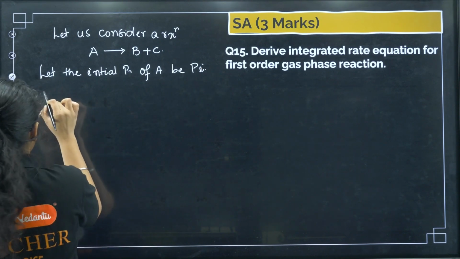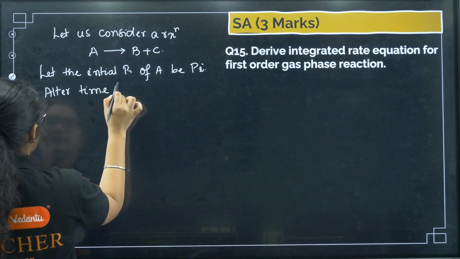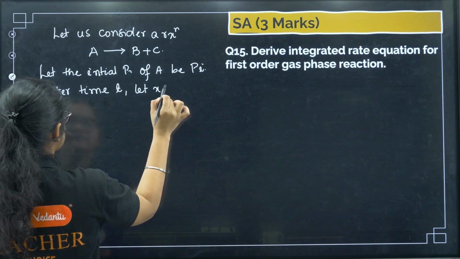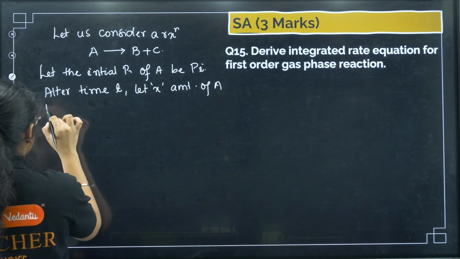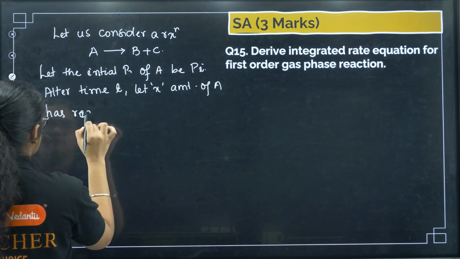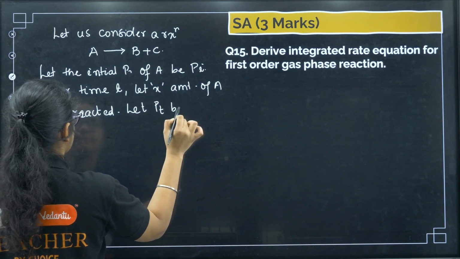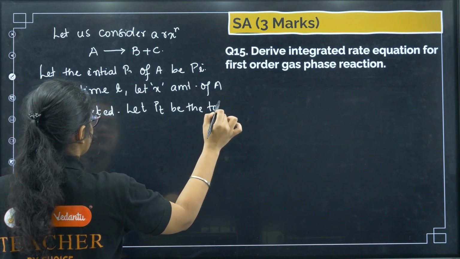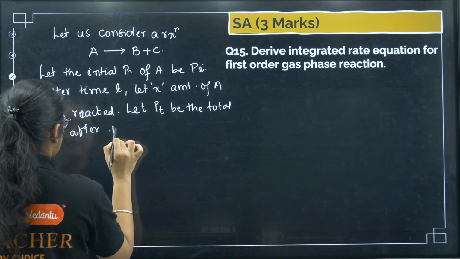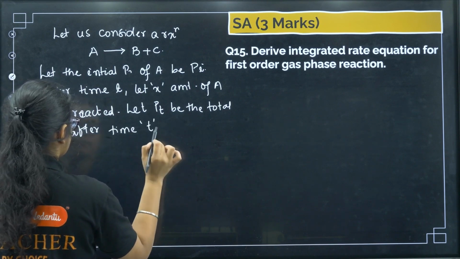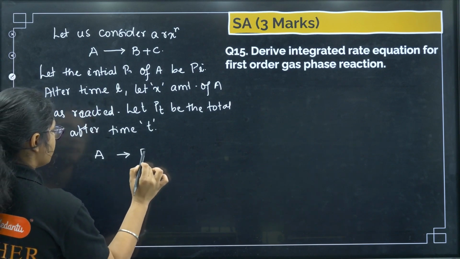After time t, let X amount of A have reacted. I'm just mentioning all the terms first. Let Pt be the total pressure after time t. Okay, I have mentioned all the points. Now let me write down the equation. A gives b plus c.